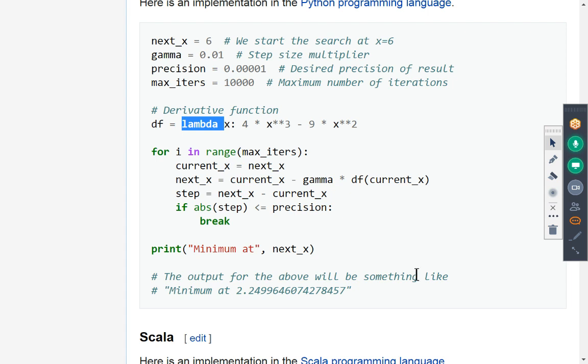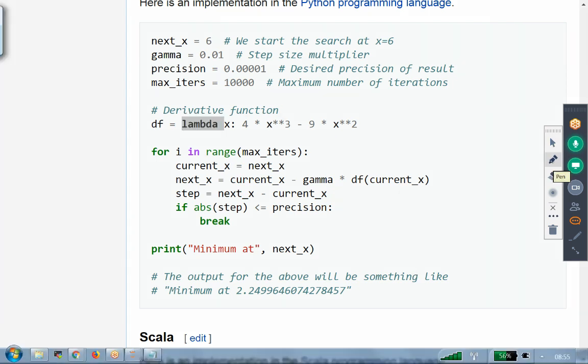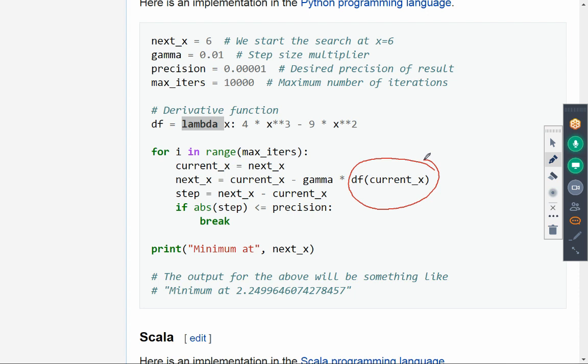What is the meaning of this? Can you substitute and calculate this piece? If you substitute, what is the value of the next x now? Next x is equal to 6. That means my current x is equal to 6, so in df of x we get 4 into x cube, that means 6 cube. 6 cube is how much? 36? 6, sir. Quickly calculate.